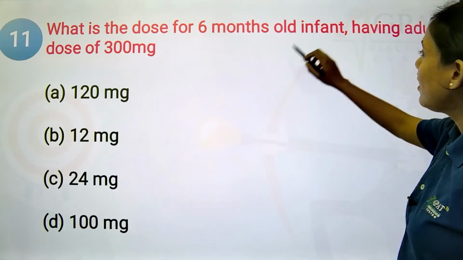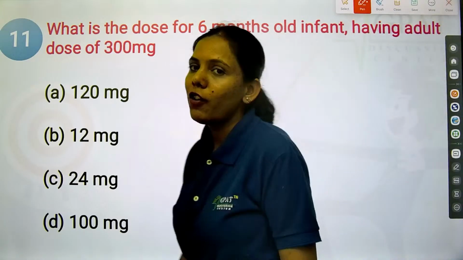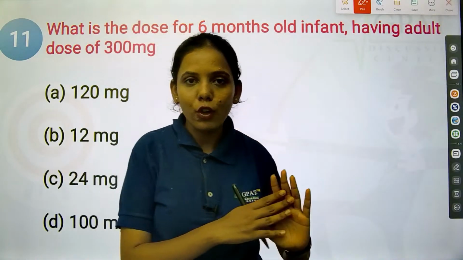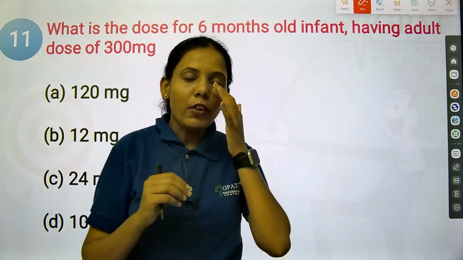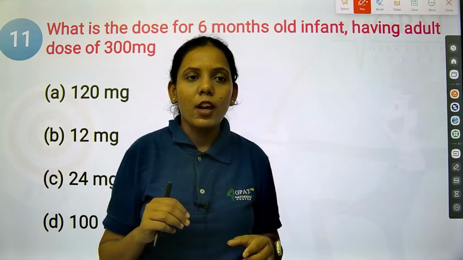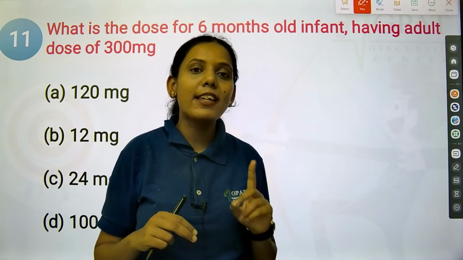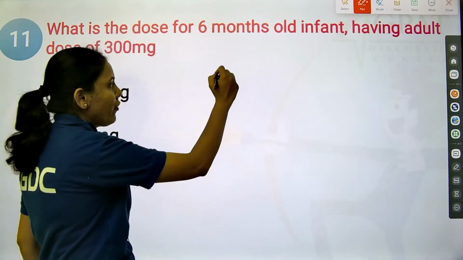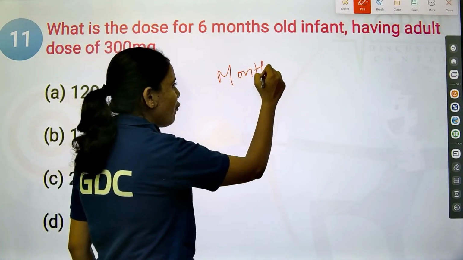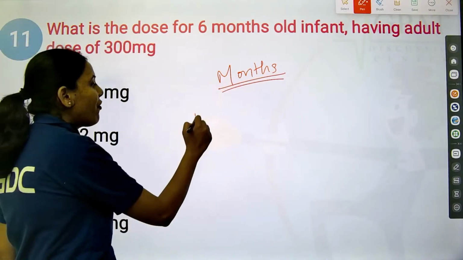Next question, what is the dose for 6 months old infant having adult dose of 300 mg? The question is from posology. And what we are going to discuss is there is only one formula which we use when the age of the child is given in months. We use this formula. And what is that formula? That formula is nothing but the Fry's formula.